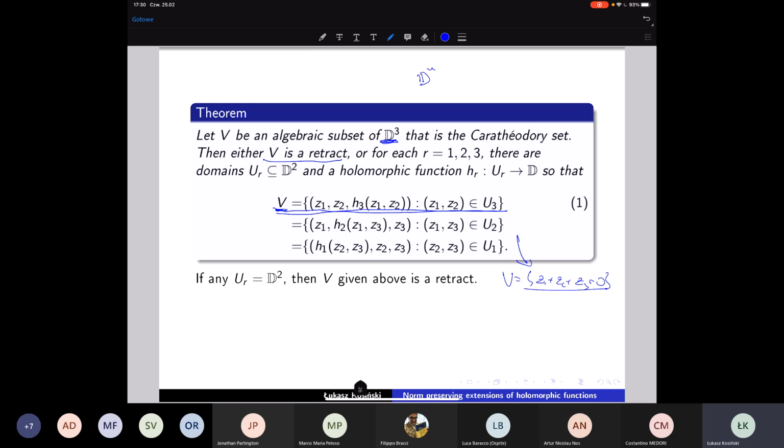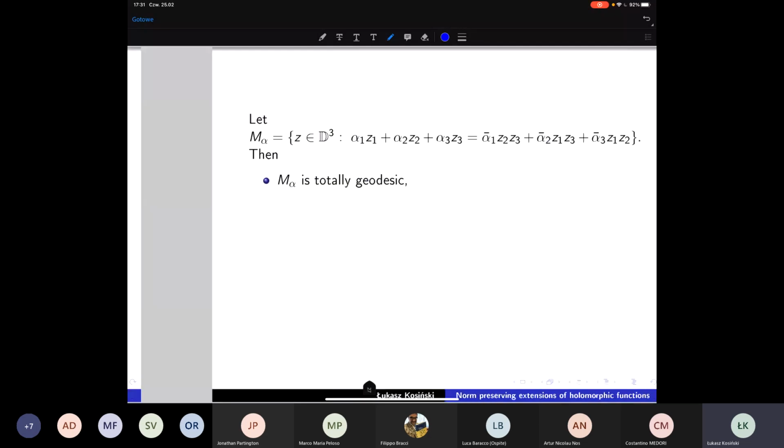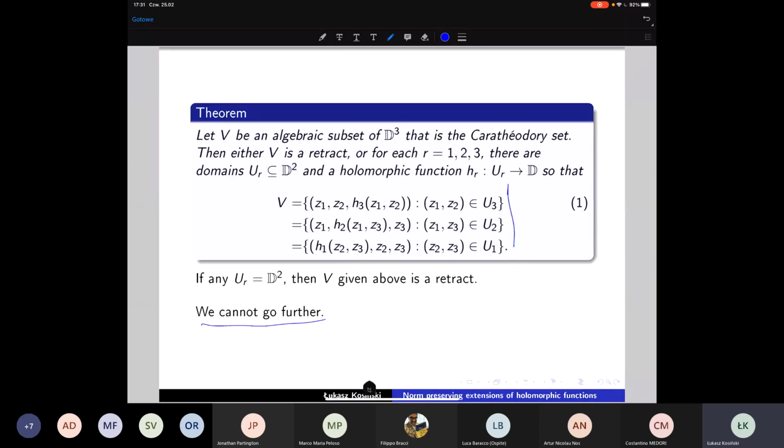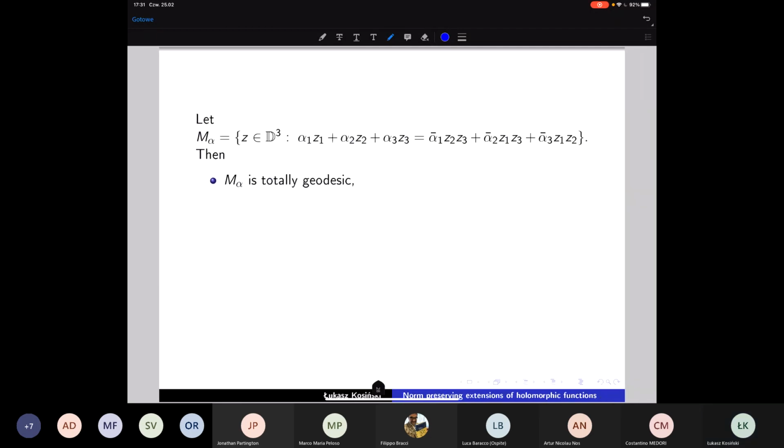Yes. Note that if U_r is equal to the bidisc, then we automatically get what we want. And it is a good question if this condition can occur indeed, and it turns out it can be the case, as the following example shows. So we cannot go further with this; we cannot get rid of this. This is shown by the following example of a surface.